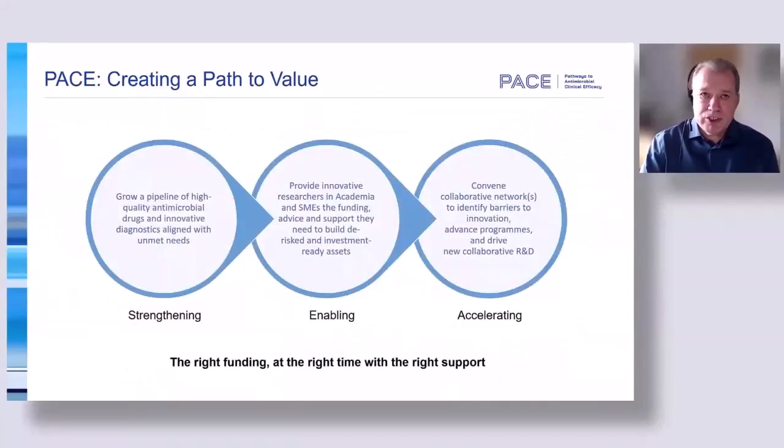There are 3 main strategic pillars to this PACE initiative. 1, strengthening the pipeline. We want to grow a pipeline of high quality antimicrobial drugs and associated diagnostics aligned with unmet needs. 2, enable preclinical translation. PACE will provide innovative researchers in academia and SMEs the funding, advice and support they need to build de-risked and investment-ready assets. 3, accelerate progress and overcome barriers.